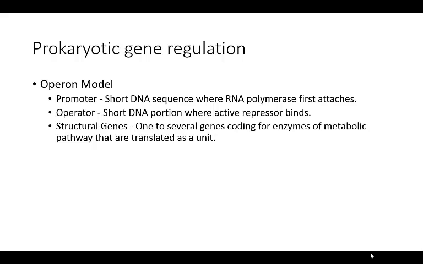In this model, they're going to have first a promoter. This is a short DNA sequence where RNA polymerase will attach. They will also have an operator region. This will be a DNA portion where the active repressor can bind. And then you can have structural genes. This can be one, two, several genes that will be coding for enzymes. And typically, different metabolic pathways will be translated together as a unit. And that way, everything that an organism might need for a particular pathway will all be there at the same time.